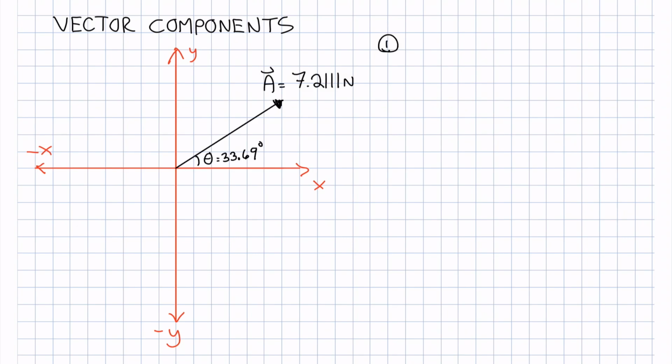Now step 1 to find the components of A is to sketch them out on the diagram. So sketch out the x and y components. So tip to tail, I'll first sketch out the x component, and then on the tip of the x component, I'll sketch out the y component.